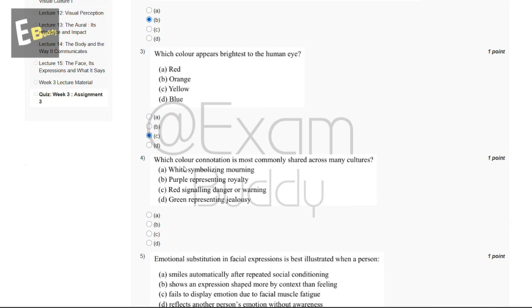Which color connotation is most commonly shared across many cultures? So these are the options: white symbolizing mourning, purple representing royalty, red signaling danger or warning, green representing jealousy. So the answer for our fourth question is C. Red signaling danger or warning. And now let's go to our question number 5.